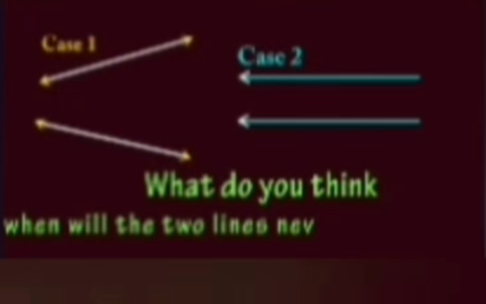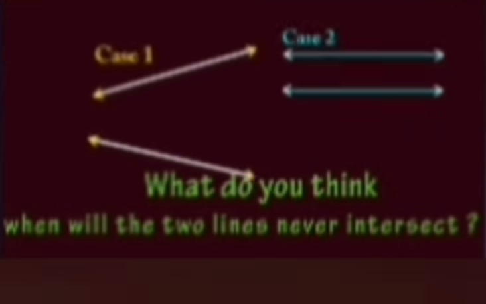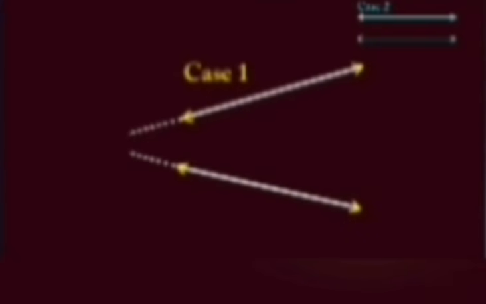So we now know about adjacent angles, vertically opposite angles and various types of angles. Now what when the two lines do not intersect? Here in case 1 the two lines do not intersect, but if you produce them they will intersect. So intersecting lines are not only those which are seen intersecting. If they are produced and intersect, they will also be called intersecting lines.